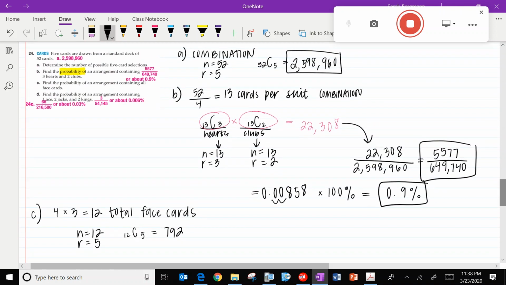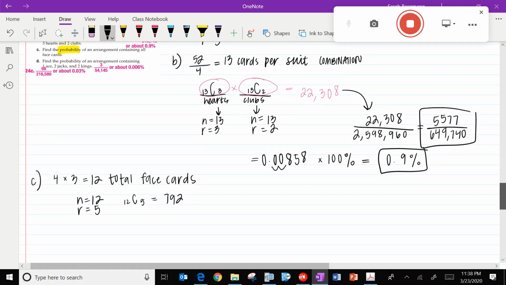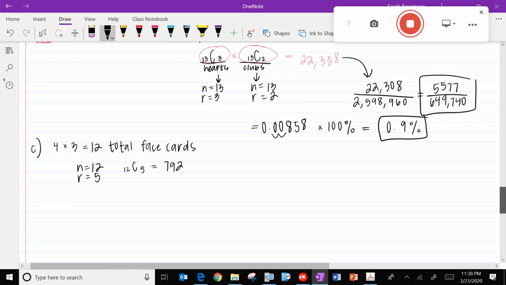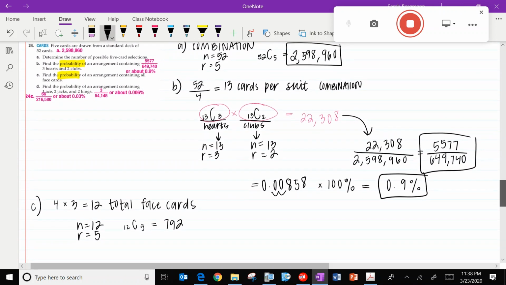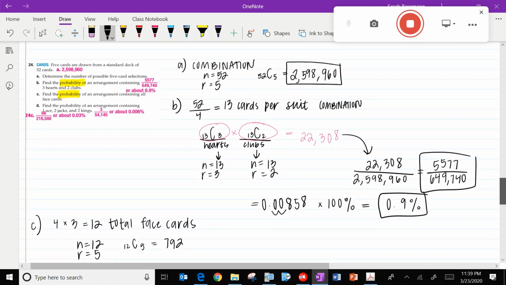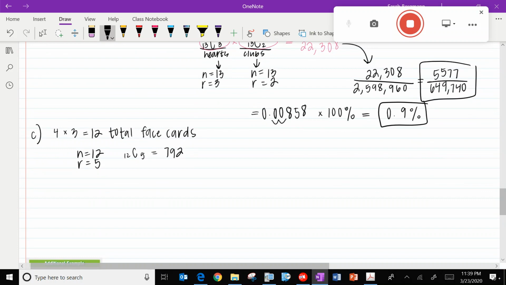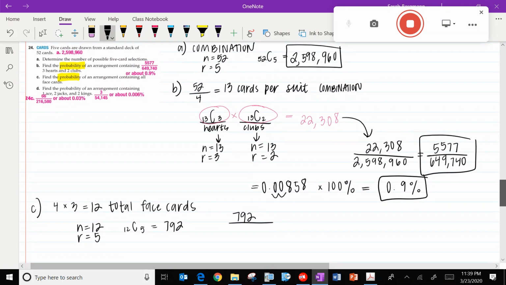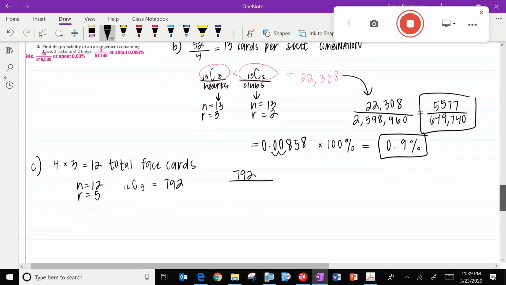But again, this asks for probability. So we're not finished here when we get 792. There's 792 possible arrangements of all face cards. But since they ask for probability, 792 is the number of outcomes in our favor. The total number of outcomes is, again, the answer from Part A, the 2,598,000.